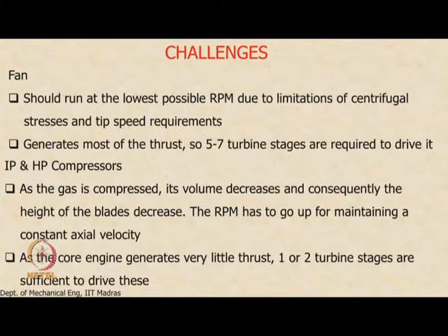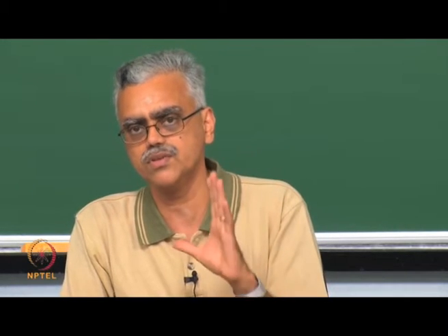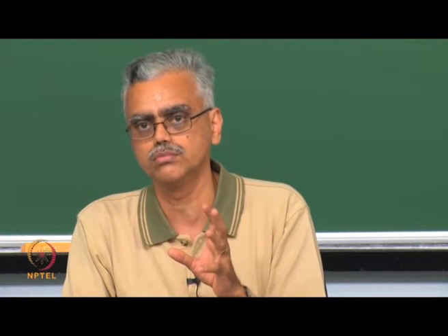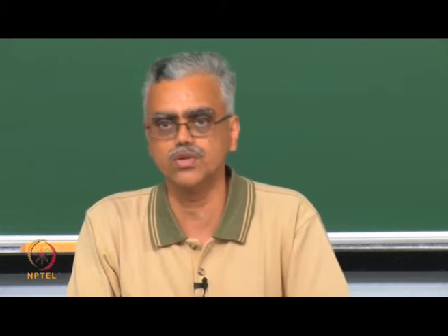Fortunately, as the core engine generates only 25% of the thrust, 1 or 2 turbine stages are sufficient to drive the intermediate and high pressure compressors, whereas the fan will require a lot of turbine stages to drive it. A typical number for the power rating of a fan, for the bigger engines that I am talking about, is that the power the turbine provides to the fan is of the order of about 30,000 HP or so. It's quite a large amount of power.